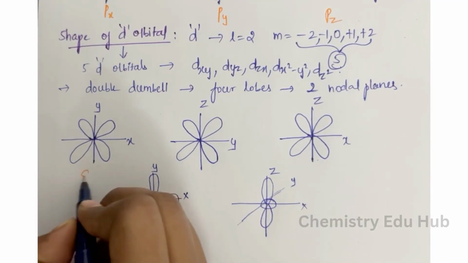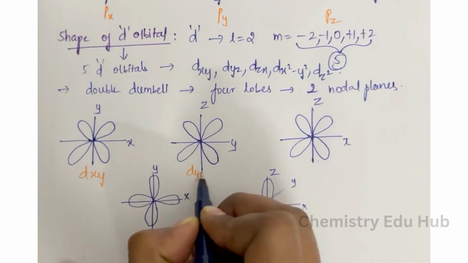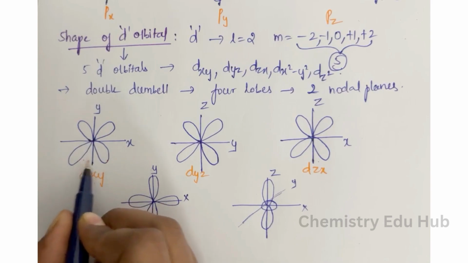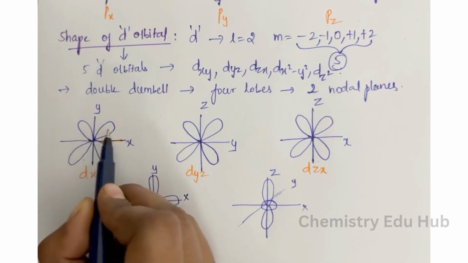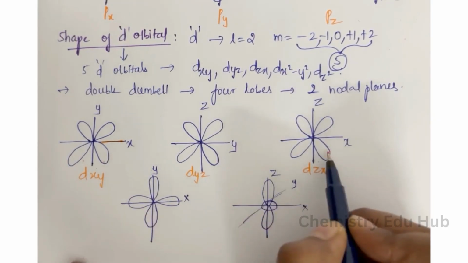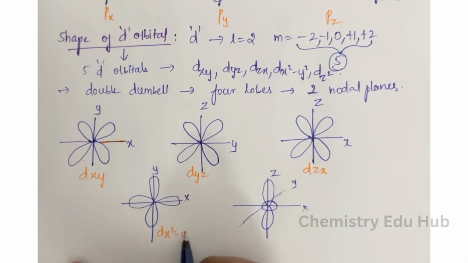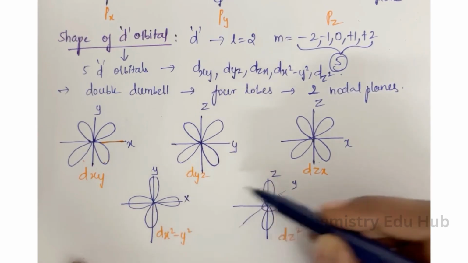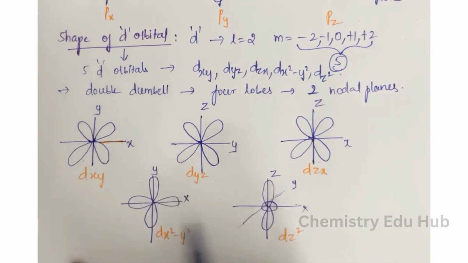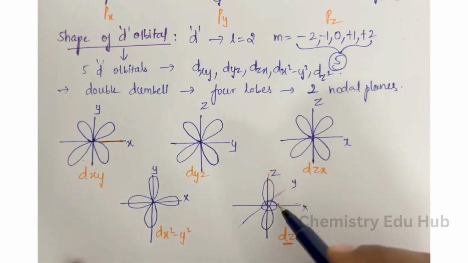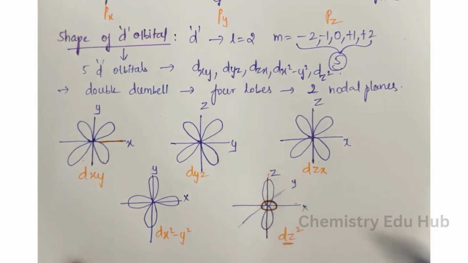So for the dxy orbital, dyz and dzx orbitals, the electron density is distributed in between the axis. If this is the axis, this is in between the axis. So dxy, dyz, dzx are in one form, and dx square minus y square and dz square have the electron density along the axis this way. The shape of all the 4 orbitals is double dumbbell, but dz square is like a donut shape where the electron density is along the axis and also at the center it is like a ring formation.